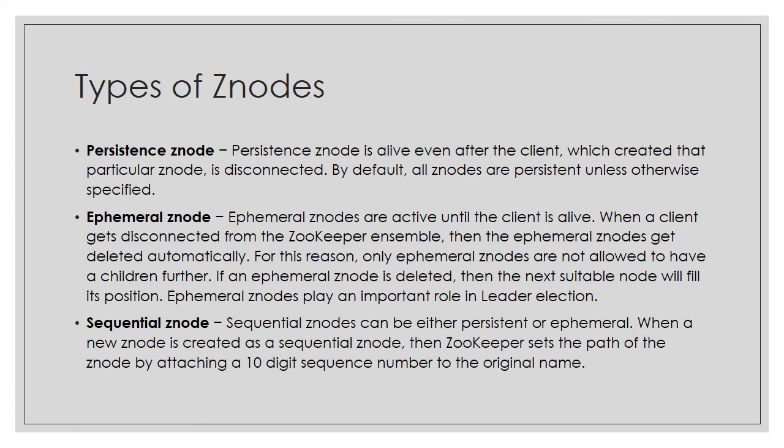If an ephemeral Z node is deleted, then the next suitable node will fill its position, and ephemeral Z nodes play an important role in leader election. Then we have the sequential Z node, which can either be persistent or ephemeral. When a new Z node is created as a sequential, then Zookeeper sets the path of the Z node by attaching a 10-digit sequence number to the original name. So this is the identification feature of the Zookeeper application. It has to make sure that it can distinctly identify each and every node within its cluster.